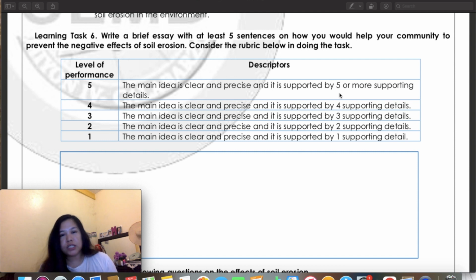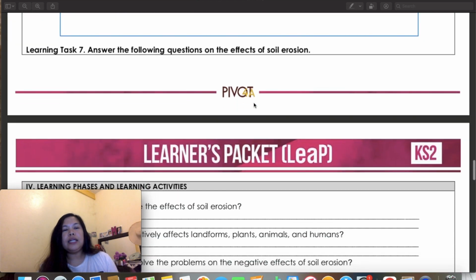Consider the rubric below in doing the test. If you want 5 points, kailangan mo sumunod yung 5, yung level of performance number 5. So, the description, the main idea is clear and precise and is supported by 5 or more supporting details. Kasi sa 5 sentences niyan, maglalagay talaga kayo ng mga detalye kung ano yung gusto nyong itulong sa community. In our learning test 7, answer the following questions on the effects of the soil erosion. So, there are 3.